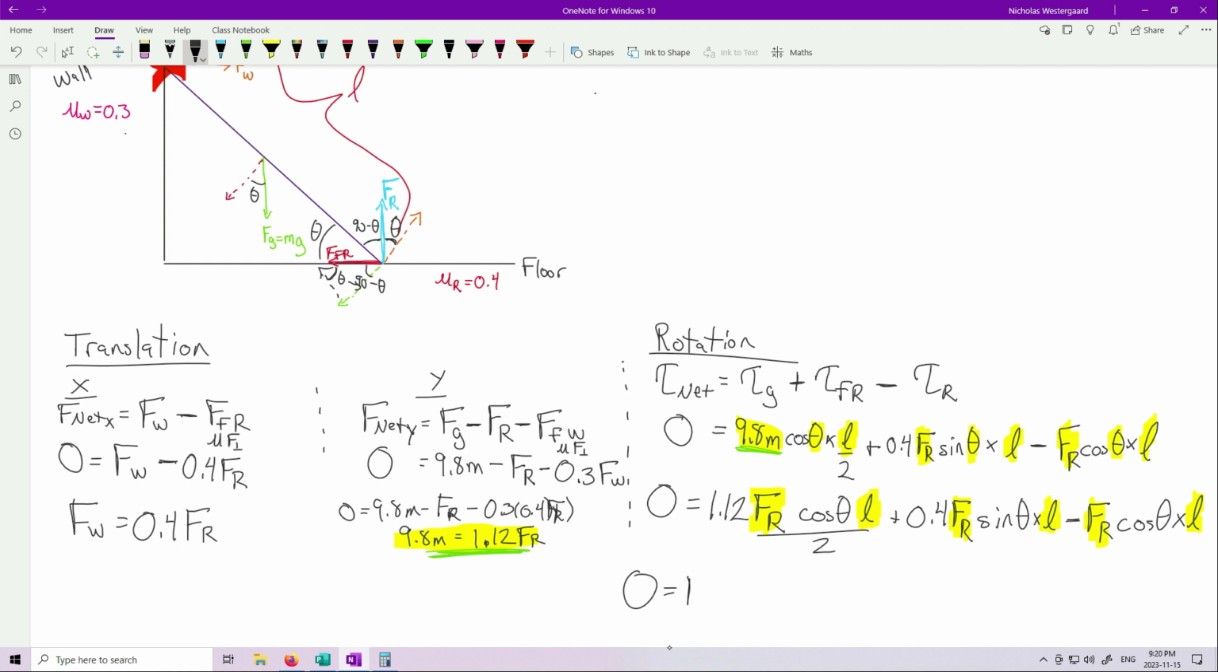0 is equal to FR times L, and what am I left with? I'm left with 1.12 over 2, which is just 0.56. So 0.56 cosine theta plus 0.4 sine theta minus cosine theta. And you're like, okay, this is something.